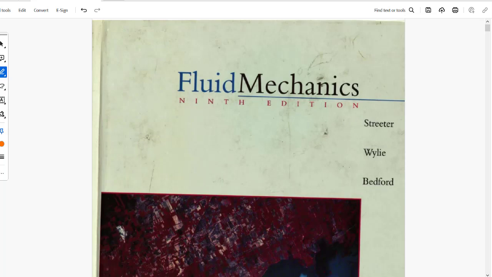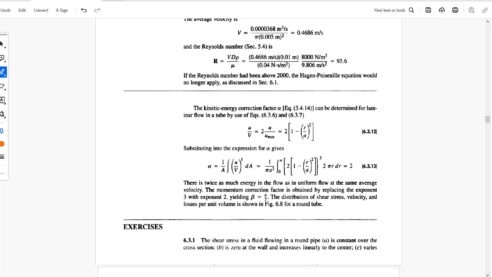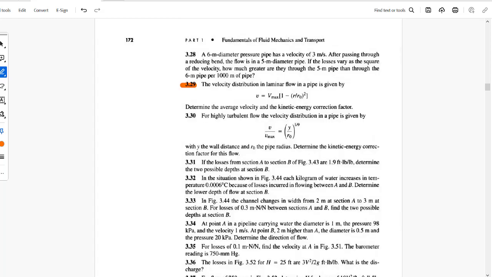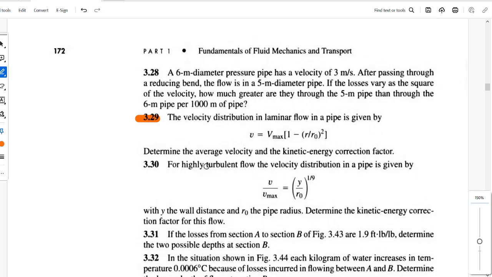Let me go back to the problem. Okay, number 29 is the problem I want to solve for you. Let us do it together and read it first.